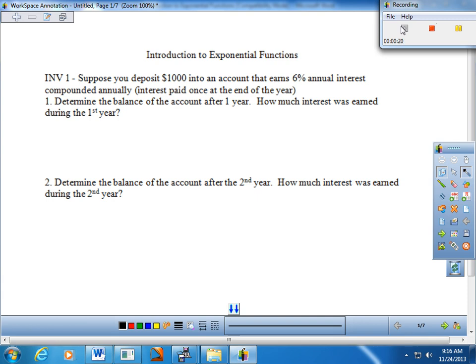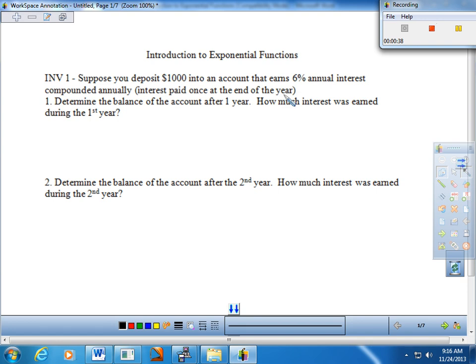So why don't we go ahead and start investigation number 1 at the top there. You need a calculator to do a couple calculations with me. Let me go ahead and read it. It says, suppose you deposit $1,000 into an account that earns 6% annual interest compounded annually, meaning that the interest is just paid once at the end of the year. 2 parts to number 1 here. Determine the balance of the account after 1 year and how much interest was earned during the first year.